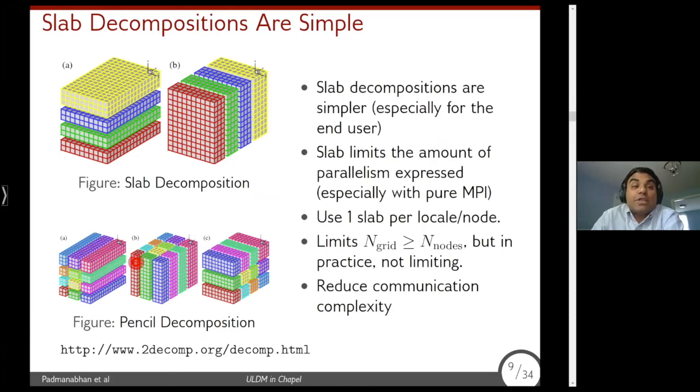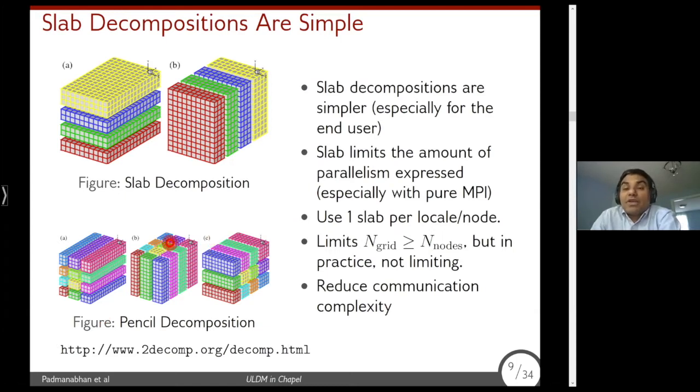The simplest way to do it is a one-dimensional or slab decomposition, where you just distribute one of the dimensions of this three-dimensional grid along all of your locales, and you keep the others local to each node. This has an obvious problem, which is it doesn't scale very well, especially if you're in an MPI-like world. And so a lot of people turned to two-dimensional decompositions, the so-called pencil decompositions. Because you've distributed in two directions, you have a lot more scalability.